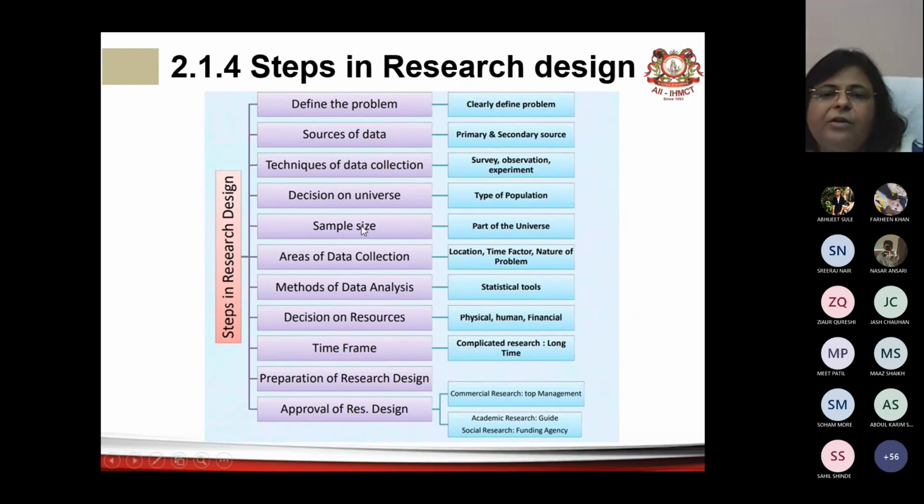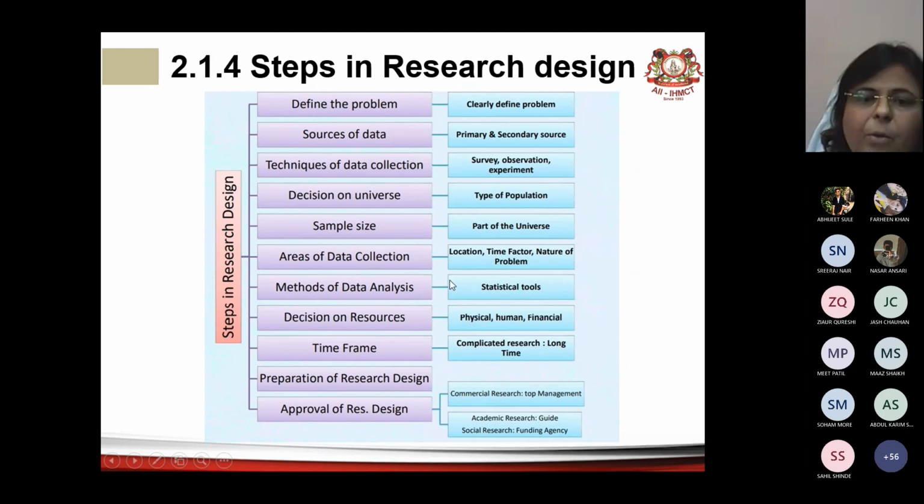So we spoke about how you have to define the problem, the source of data, technique of data collection, decision on the universe, and sample size. I hope that much is clear. If you understand this, you've understood the research design. Now, areas of data collection, the locale.